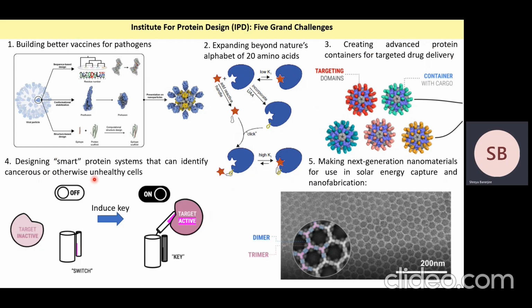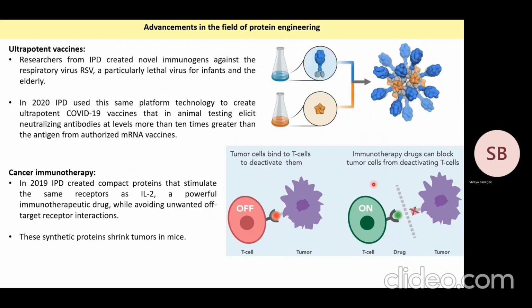The fourth goal is that it wants to make smart proteins that can identify cancerous or otherwise unhealthy cells so that a targeted therapeutic approach can be undertaken in which only the cancerous or unhealthy cells are attacked. And finally, it wants to make next generation nanomolecules for use in solar energy capture and nanofabrication. There are several advancements in the field of protein engineering.